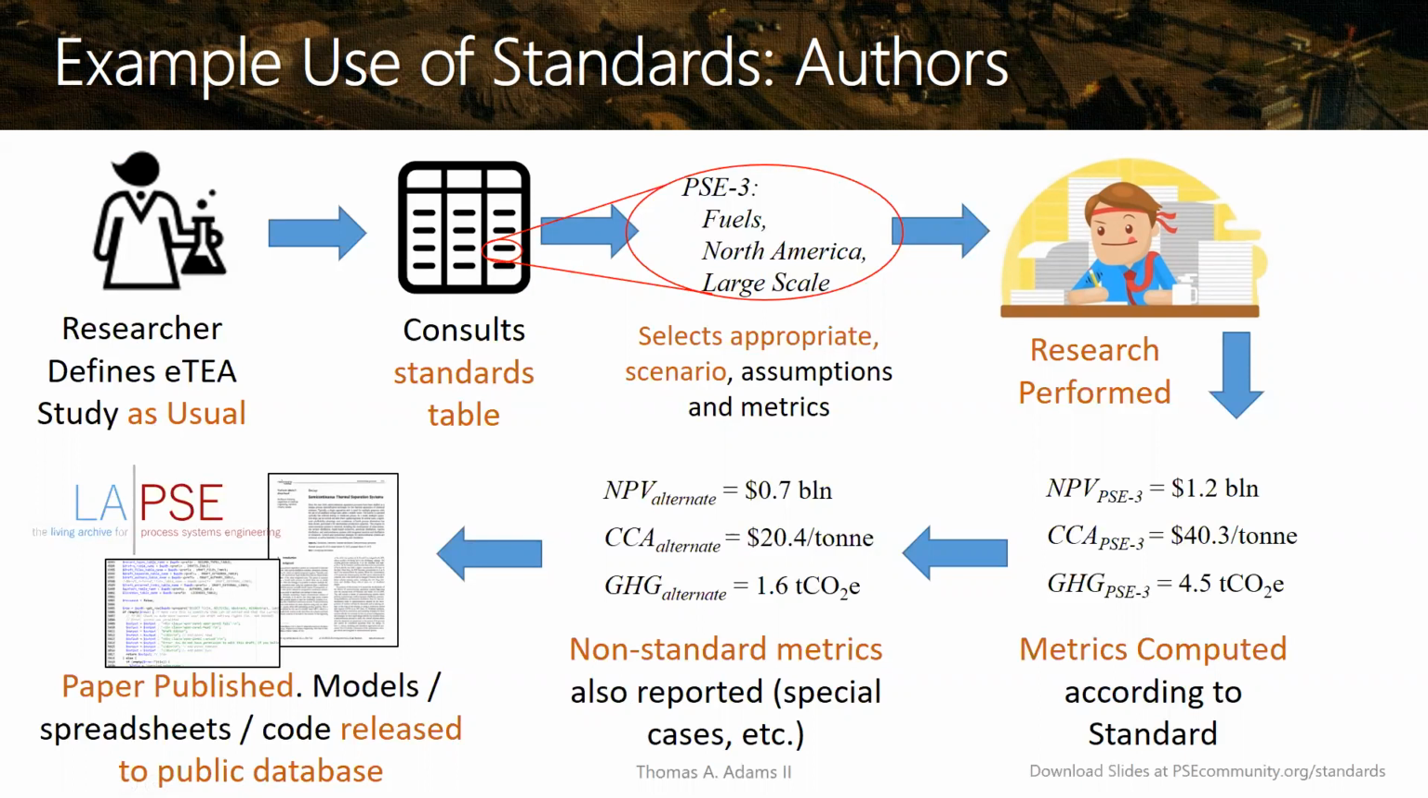in your analysis. So let's say I'm doing fuels in North America at a large scale application. I would go look up the standard. Let's say it's PSE3, I made that number up. I would look and say, okay, this is the debt to equity ratio I need to use. This is the internal rate of return. These are the fuel conditions I should be using.